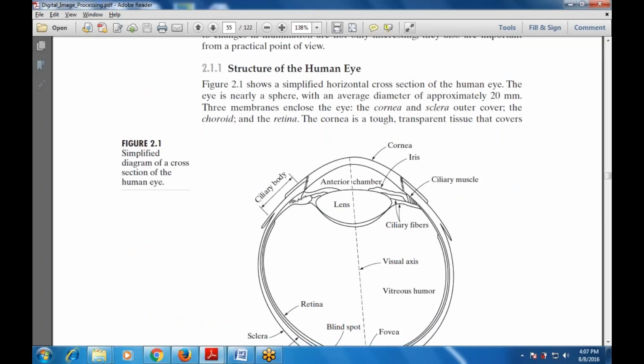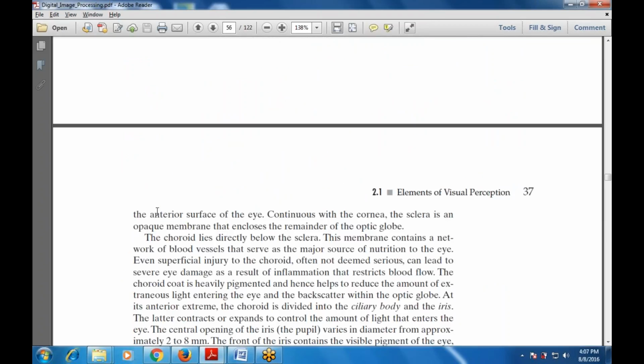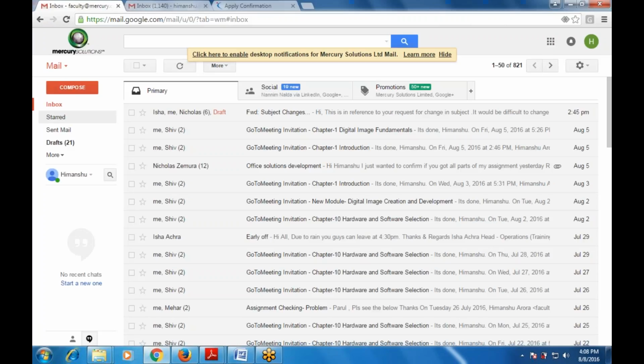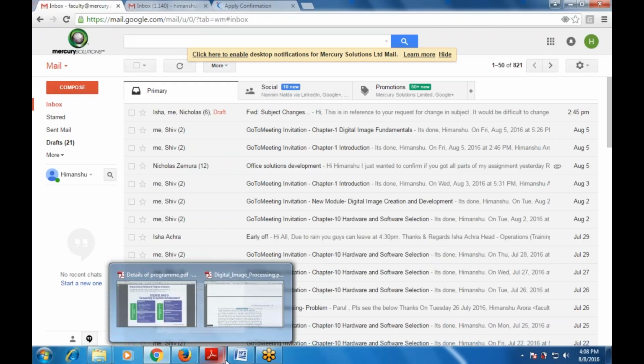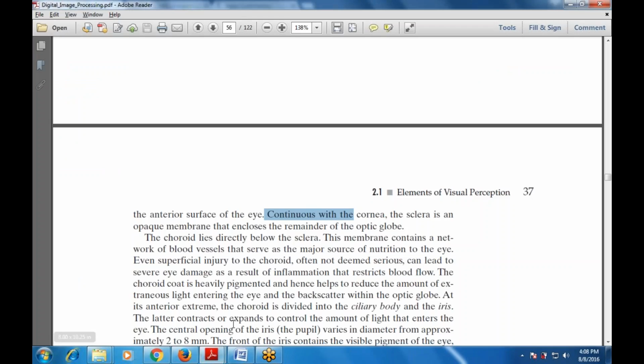The cornea is a tough transparent tissue that covers the anterior surface of the eye. Continuous with the cornea, the sclera is an opaque membrane that encloses the remainder of the optic globe. The choroid lies directly below the sclera, and this membrane contains a network of blood vessels that serves as a major source of nutrition to the eye.